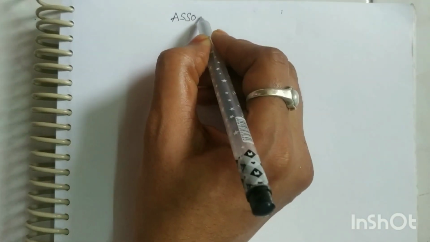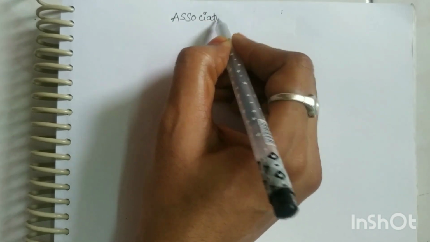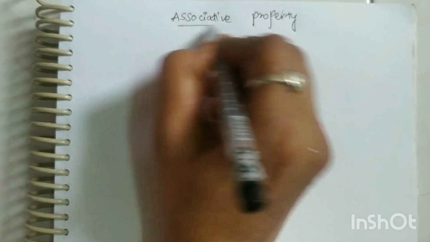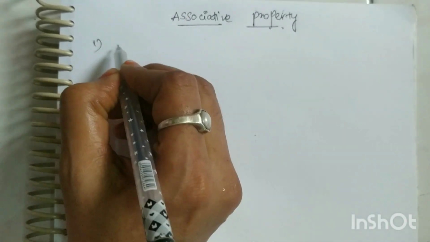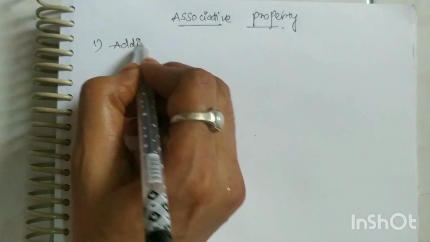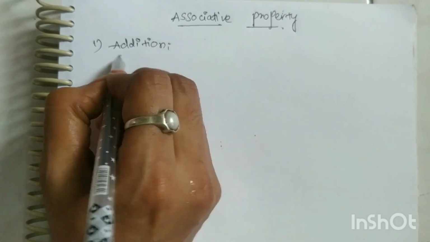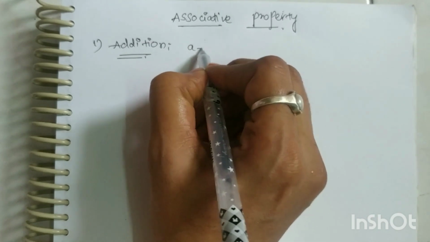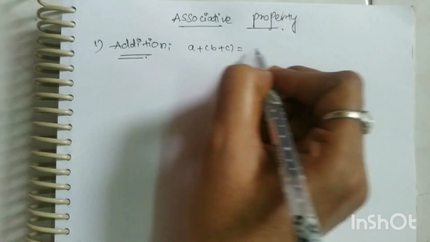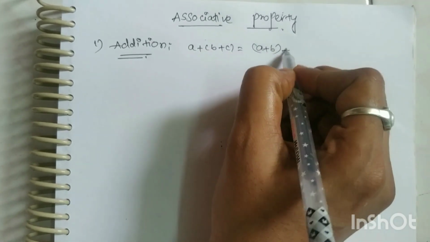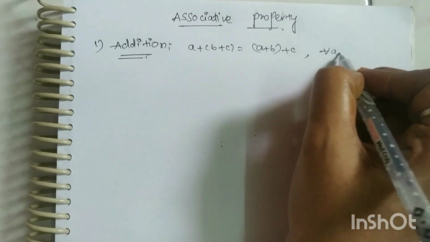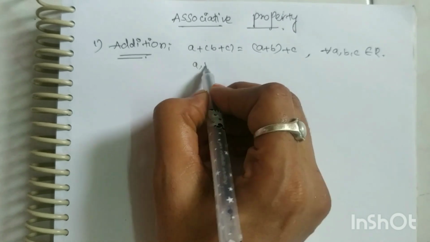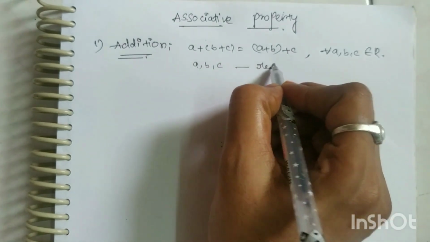Today I will explain associative property. So first one is associative property under addition. The condition of associative property under addition is (a + b) + c = a + (b + c), for all a, b, c belongs to R. So here a, b, c all are real numbers.